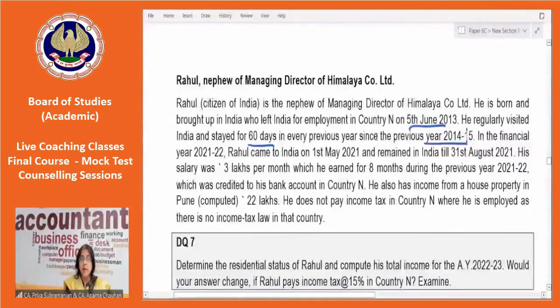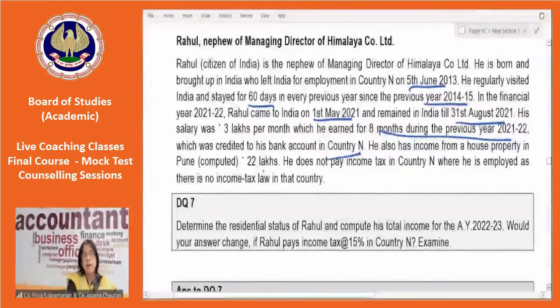In the financial year 21-22, Rahul came to India on 1st May 2021 and remained till 31st August 2021. His salary was 3 lakhs per month, which he earned for 8 months during the previous year 21-22, credited to his bank account in country A. For the remaining months, they paid him salary in India. These are 4 months, May, June, July, August, in India. For the remaining 8 months, he got salary in country A, credited to his bank account in country A. He also has an income from house property in Pune, computed at 22 lakhs. He does not pay income tax in country N where he is employed, as there is no income tax law in that country.